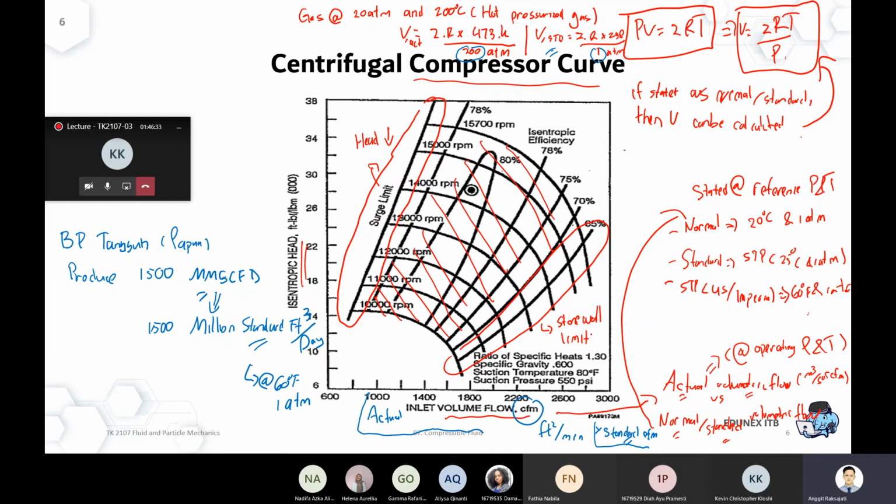And for stonewall, that means your flow rate is too high. The compressor at this point will not be able to generate any meaningful head or any meaningful pressure. So in practice, centrifugal is more flexible than a PD compressor, but it still has limits: to the left is the surge, to the right is the stonewall.